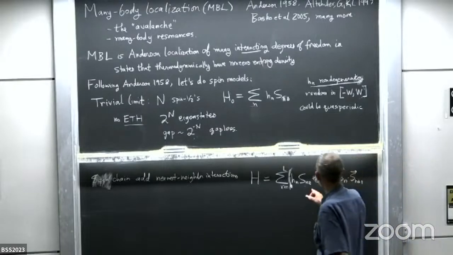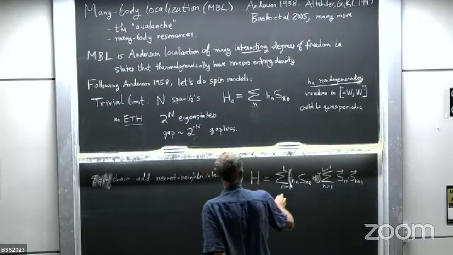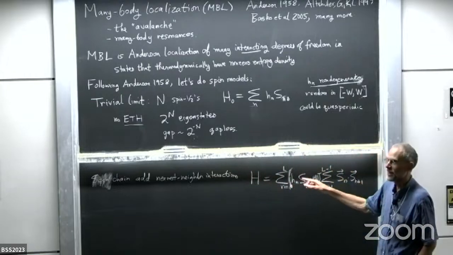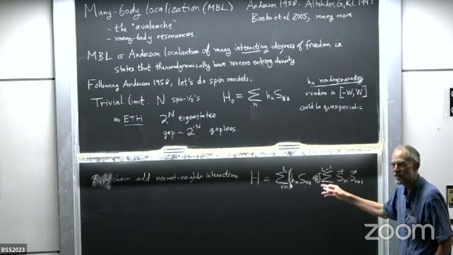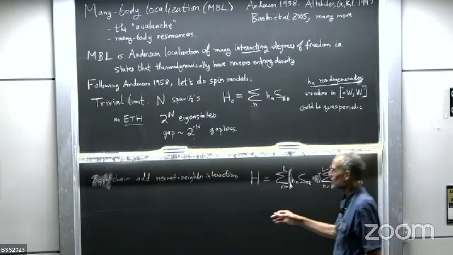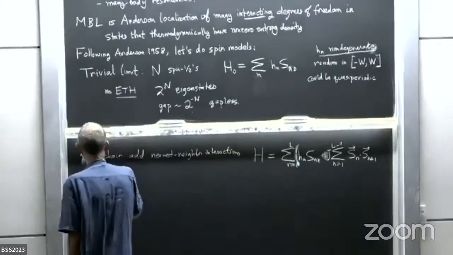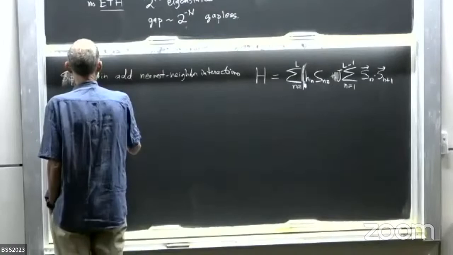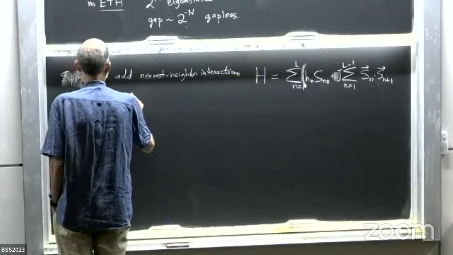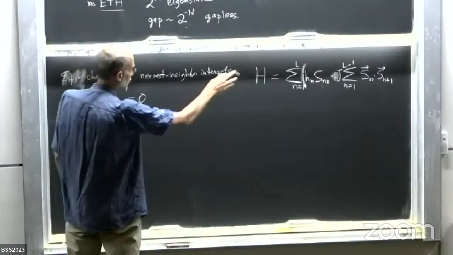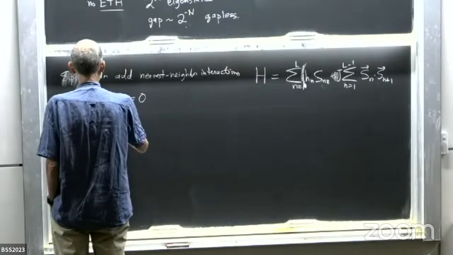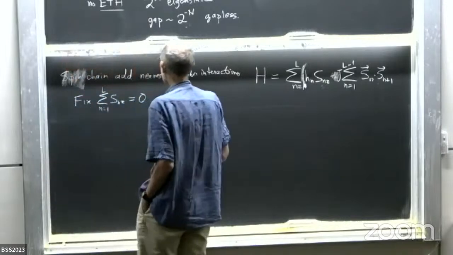Okay, so what I'm gonna do now is, since it has conserved S^z and we're often doing exact diagonalization, it's convenient to just fix total S^z equals zero. We have an even number of spins, so we can do this. So fix the total S^z equals zero.